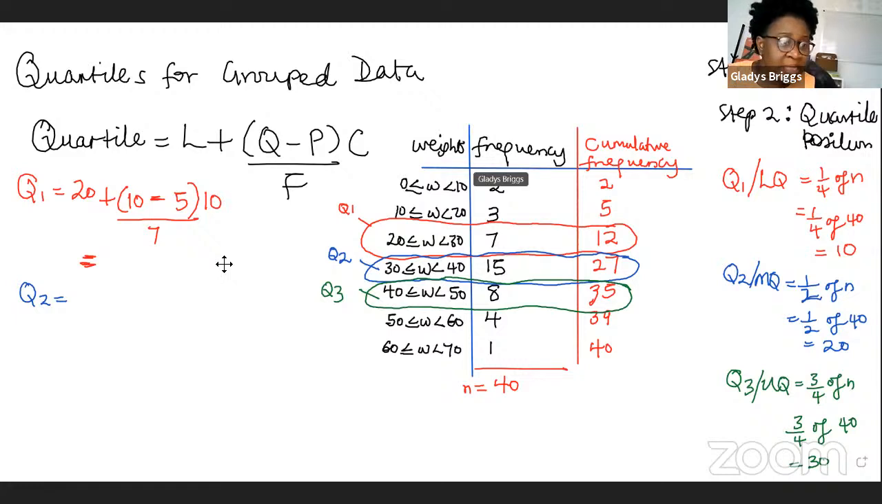Okay, so the answer to this one is 27.1, okay? So that's the answer to that one. Kilograms. If it's weight, I don't know what it is.